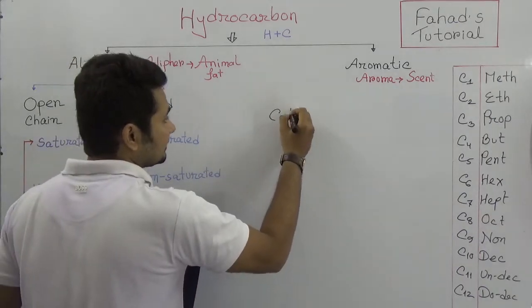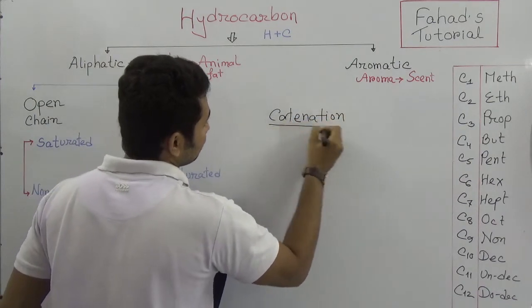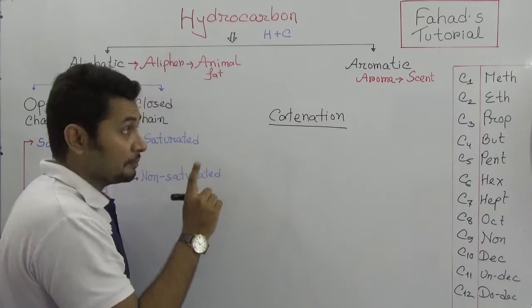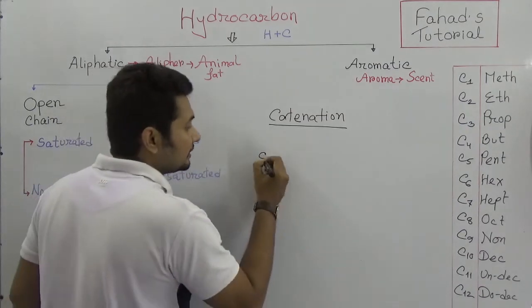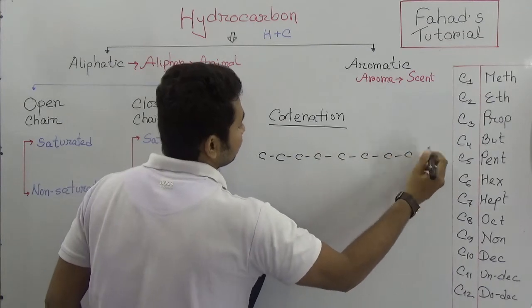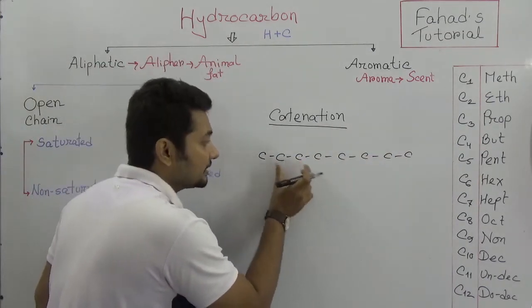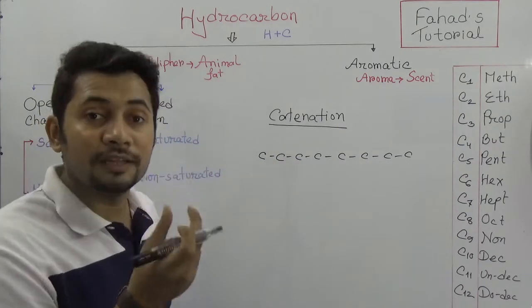Catenation is the property of carbon, the property that it can bind together and create a long chain like this. So each of the carbons is connected to the others through a covalent bond.